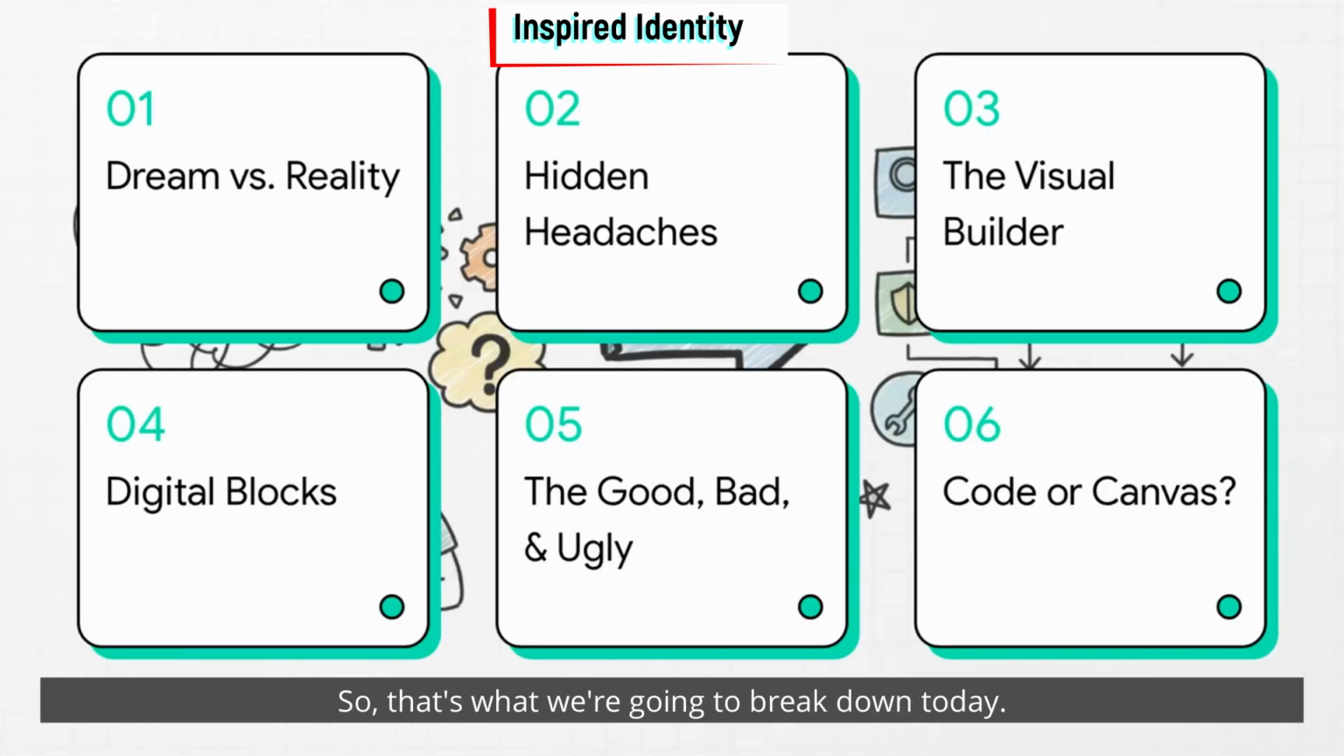So that's what we're going to break down today. First, we'll look at that gap between the dream and the reality. Then we'll dig into all the hidden headaches that make building agents so tough. After that, we'll check out a totally new approach, the visual builder. We'll see how it works, give it a fair look, the good and the bad, and then talk about what this all could mean for the future.